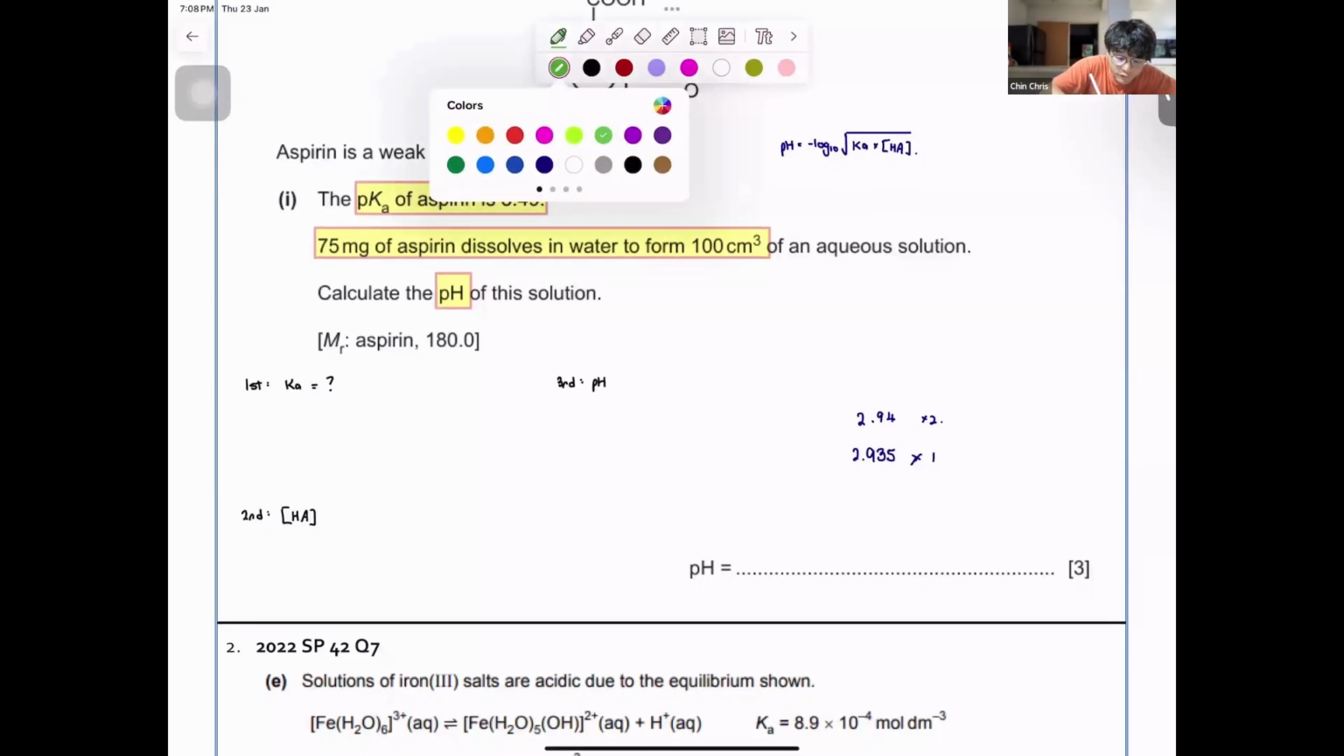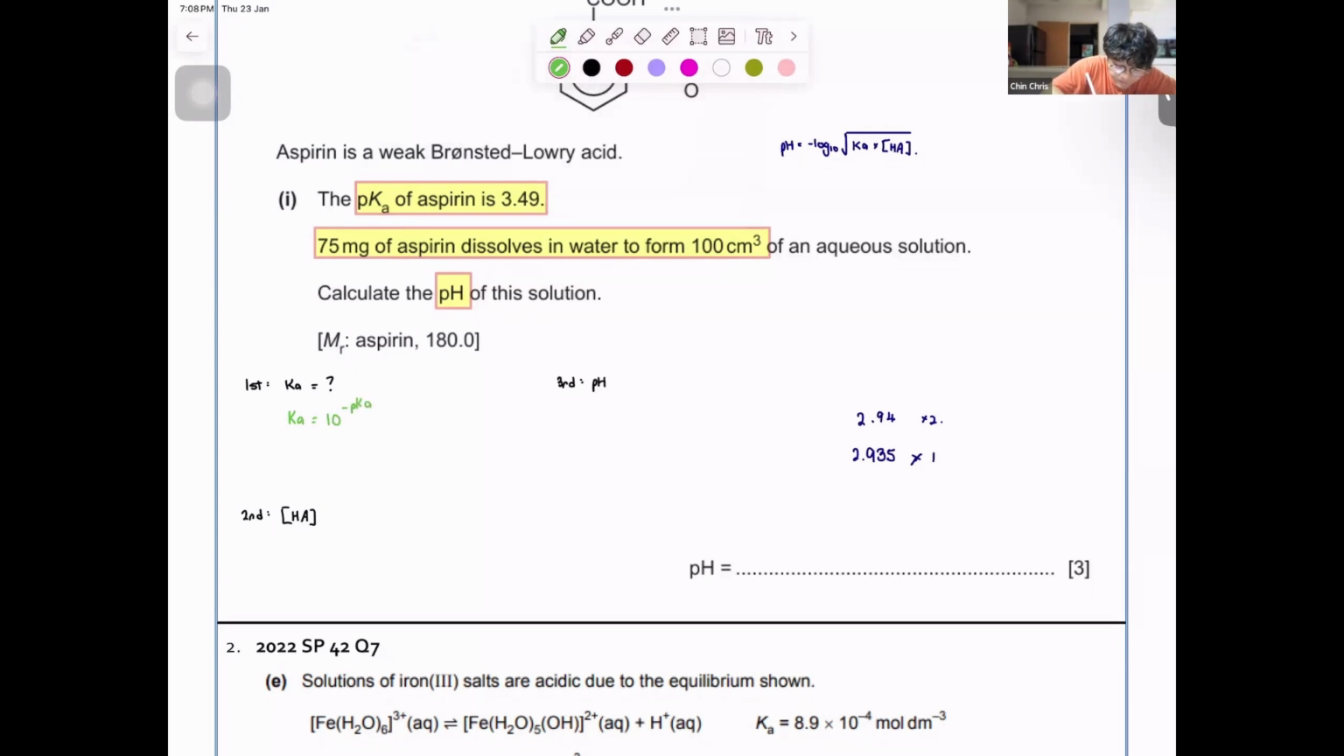So guys, how to find Ka? Ka equals 10 to the power of negative pKa, right? So I can put it as 10 to the power of negative 3.49. First step done.